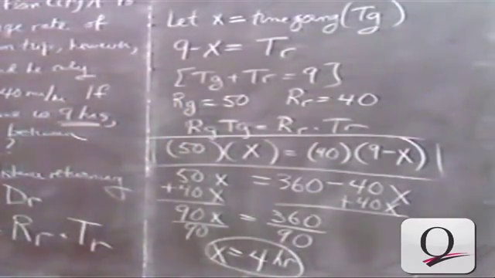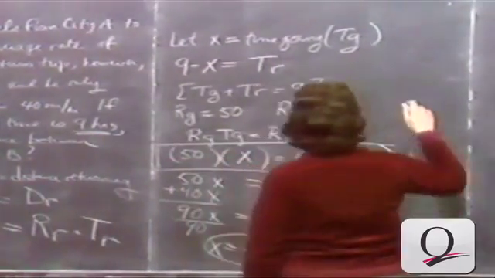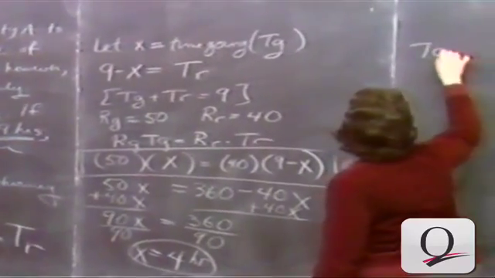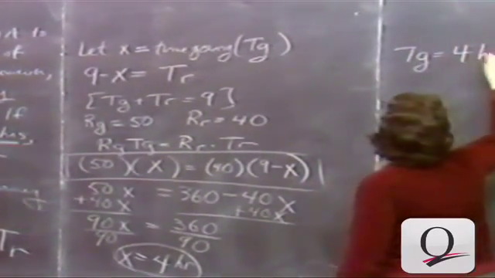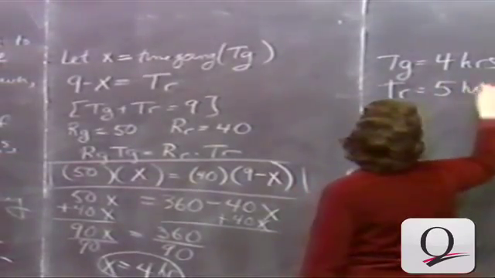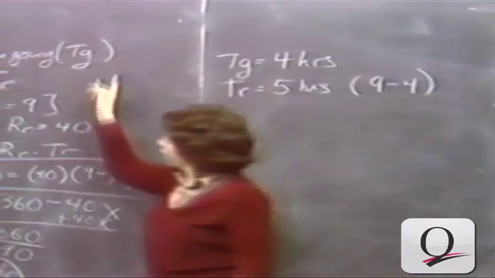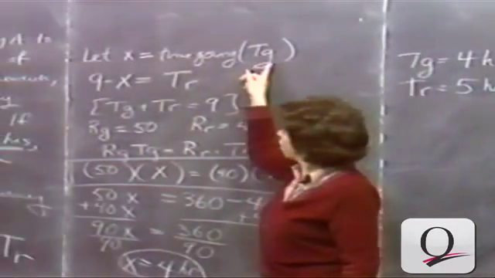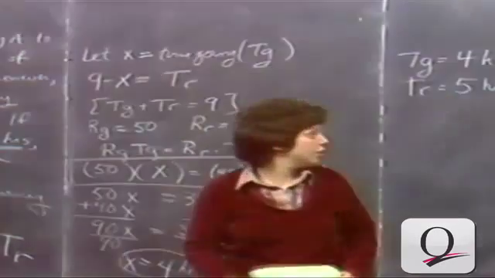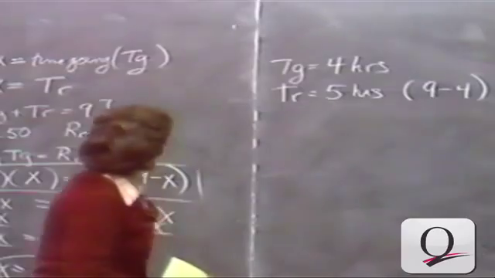Okay, let's see what we have. x is 4 hours. The time going is 4 hours. Therefore, the time returning must be 5 hours, 9 minus 4. If x is the time going, which we found to be 4, then 9 minus 4 is the time returning. The total trip takes 9 hours going and coming.